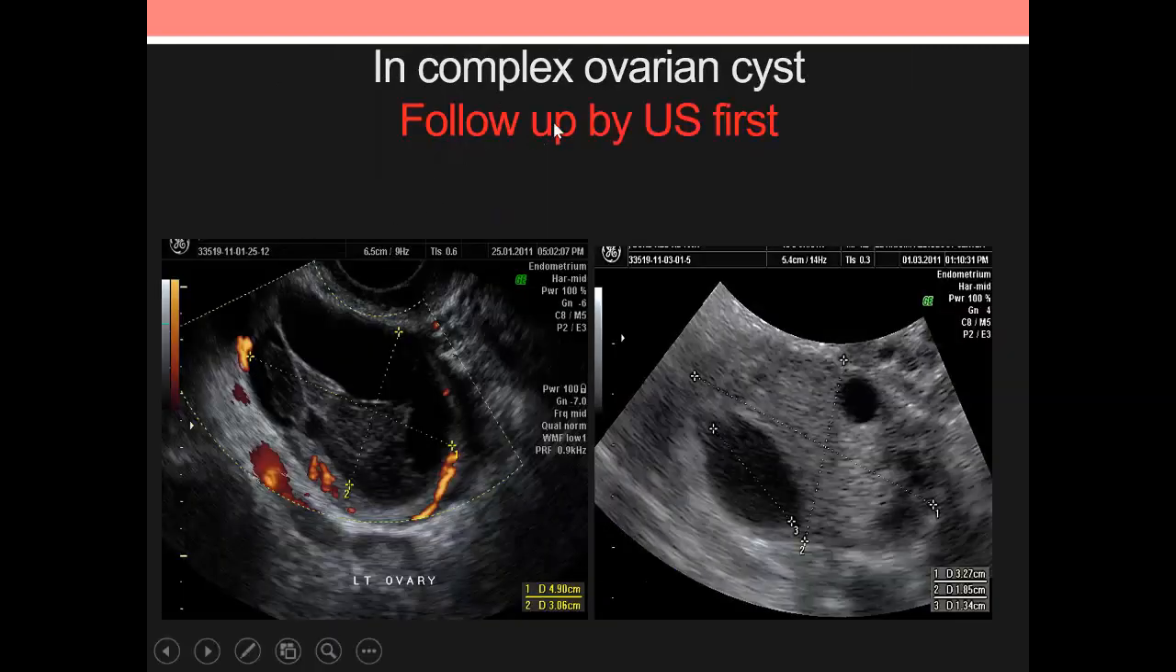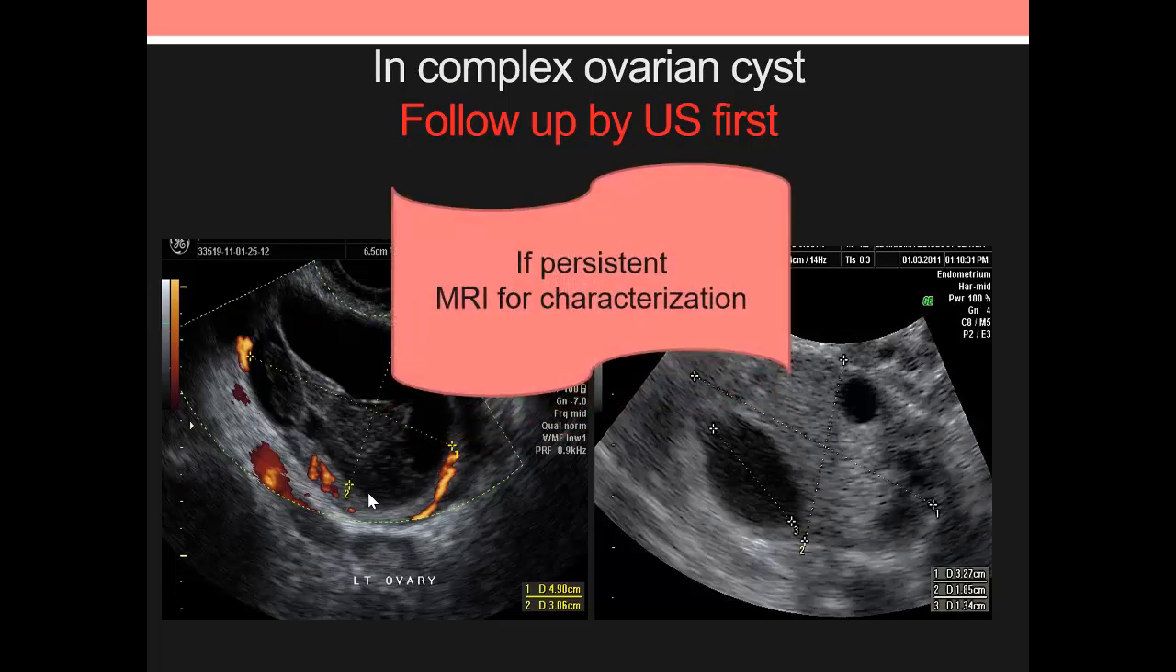In this case, it is a complex ovarian cyst, but note here on Doppler, it is completely avascular. There is no solid vascular part, just follow-up. On follow-up at the 2nd month, there is nothing. There is complete resolution of this ovarian cyst, and there is a new follicle starting here. So this is just a hemorrhagic cyst which completely disappeared on follow-up. So if persistent, we need MRI for characterization.